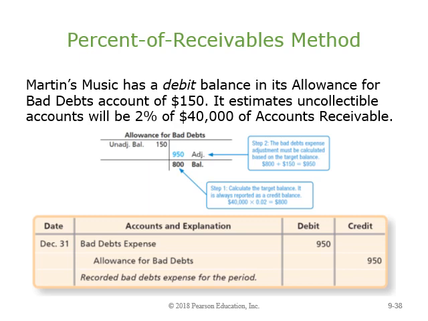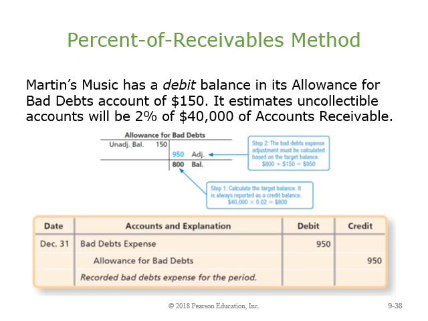So what happens if we have a debit balance in our allowance for bad debts? This is an example of that. Martin's Music has a debit balance in its allowance for bad debts account of $150, and it estimates that its uncollectible accounts will be 2% of its $40,000 of accounts receivable. So we need to figure out what 2% of $40,000 is. We multiply 40,000 by 0.02, and we get $800.